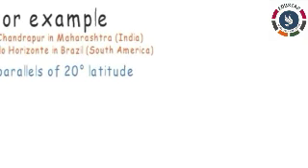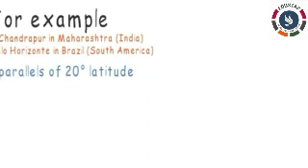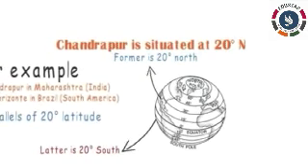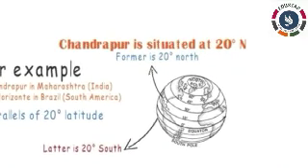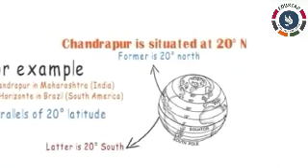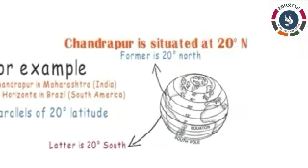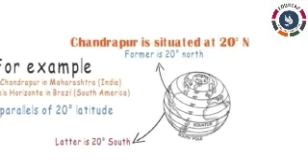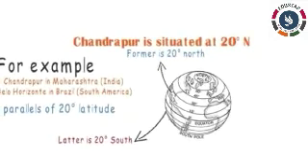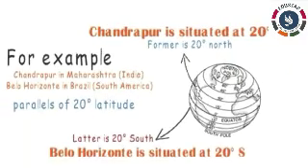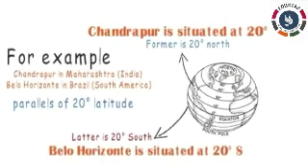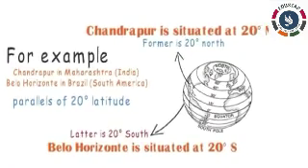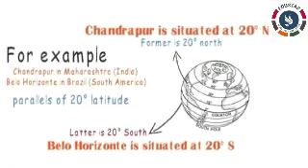are located on parallels of about 20 degree latitude, but the former is 20 degree north of the equator and the latter is 20 degree south of it. We therefore say that Chandrapur is situated at 20 degree north latitude and Belo Horizonte is situated at 20 degree south latitude.